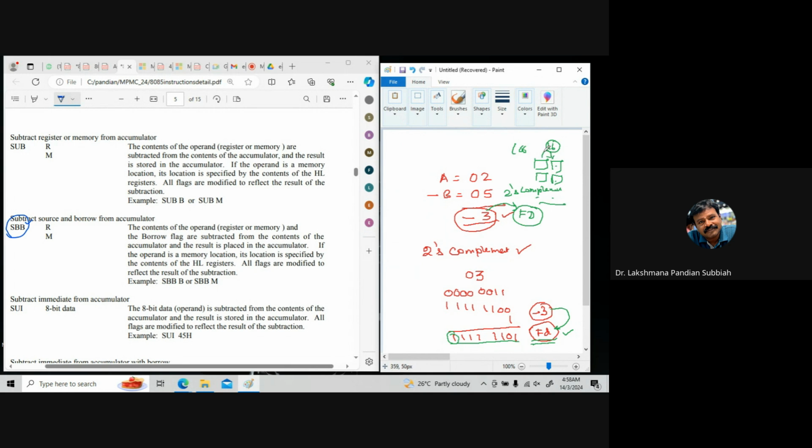While doing that, we make the borrow, right? So this borrow is going to be considered for the next two digits. This is the first two digits, then the higher digits, so 16-bit, right? This is 8-bit, then another 8-bit. At that time we get the borrow. The borrow is going to be considered while subtracting this number. So that is subtract with borrow. Next instruction we'll see.